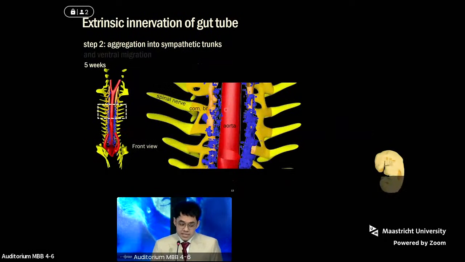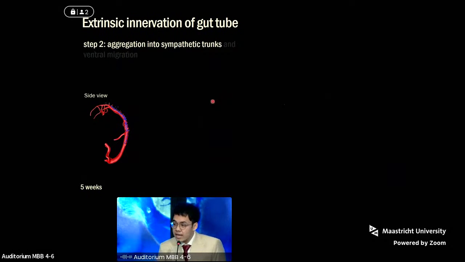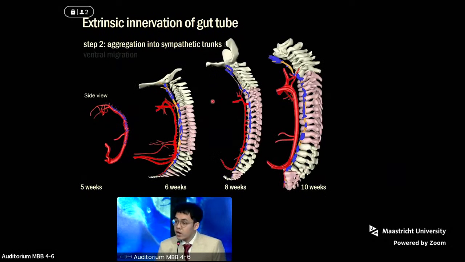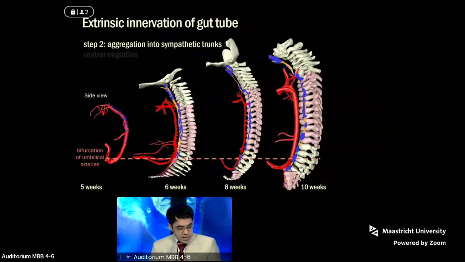So after that, this is the second step. Some of the ganglionic cells aggregate into the sympathetic ganglion and also contain the nerve fiber in orange here. This is collectively called the sympathetic trunk. If I include the aorta and also the vertebral column and follow between 5 and 10 weeks of development, I can separate the sympathetic trunk into two parts according to the bifurcation of the umbilical artery here. So I can separate into cranial and caudal parts.